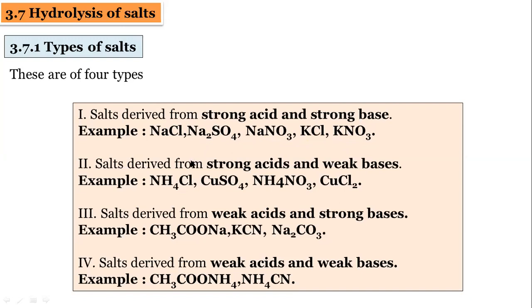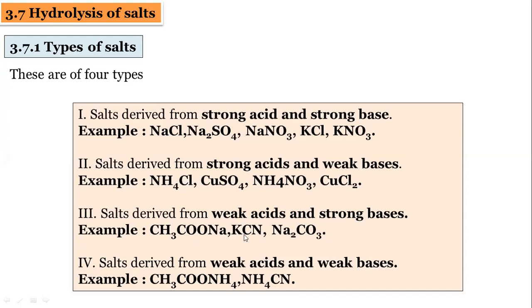Then the second type is salts derived from strong acids and weak bases, meaning a strong acid is used and a weak base is used. For example, NH4Cl is an example of salt of strong acid and weak base, CuSO4, NH4NO3, CuCl2. Then weak acids and strong base: the acid is weak, the base is strong. CH3COONa, where we can easily understand the weak acid is acetic acid and the strong base is NaOH.